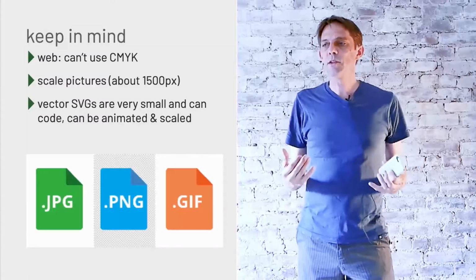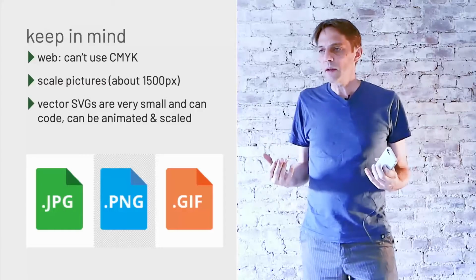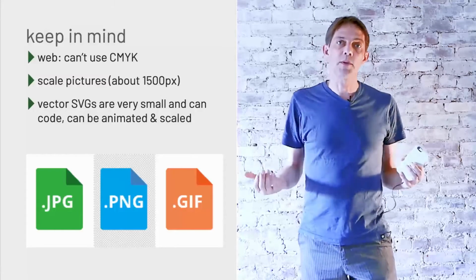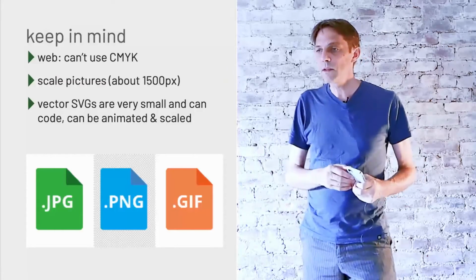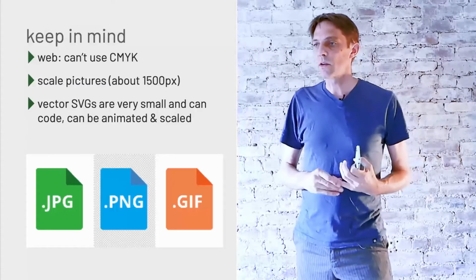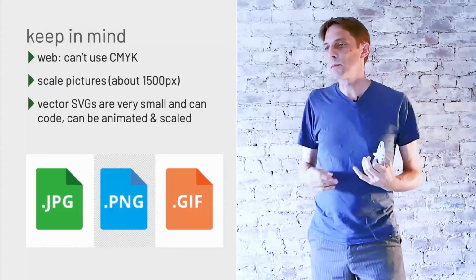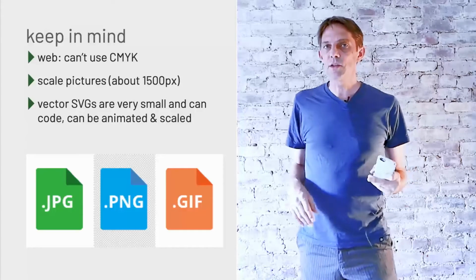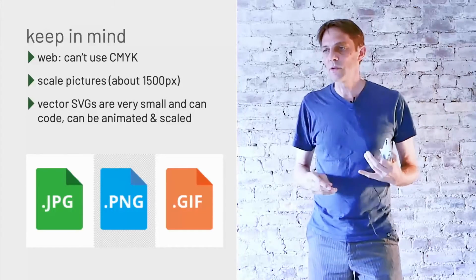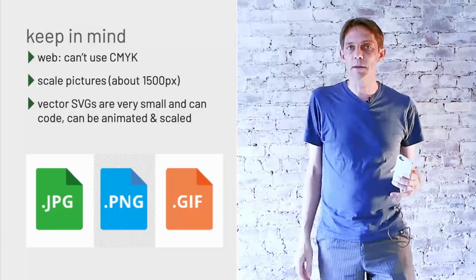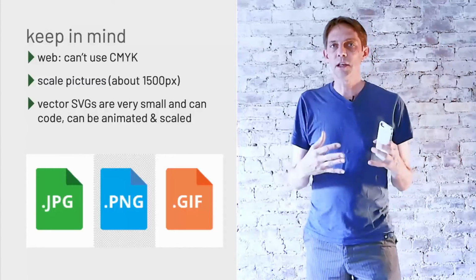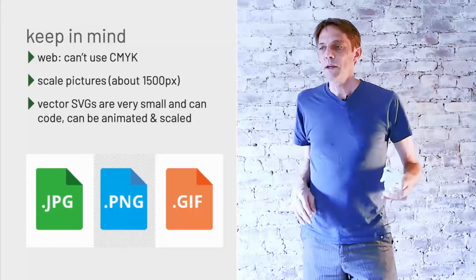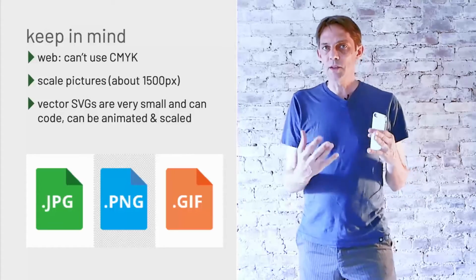So keep in mind you can use JPEGs. You can't use CMYK, that's the printing method. I already mentioned you shouldn't go beyond 1500 pixels. I think that's reasonable. The best thing would be an SVG. Those are vector files that you can use now, and they can actually even be animated and changed in the CSS. You can target them. But a JPEG can't be transparent.